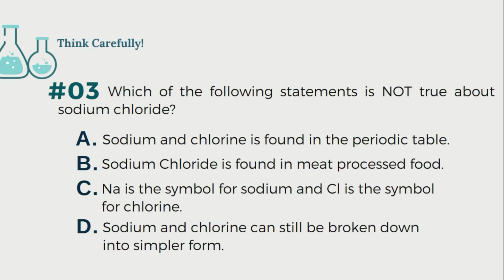Question number 3. Which of the following statements is not true about sodium chloride? A. Sodium and chlorine is found in the periodic table. B. Sodium chloride is found in meat processed food. C. Na is the symbol for sodium and Cl is the symbol for chlorine. D. Sodium and chlorine can still be broken down into simpler form.